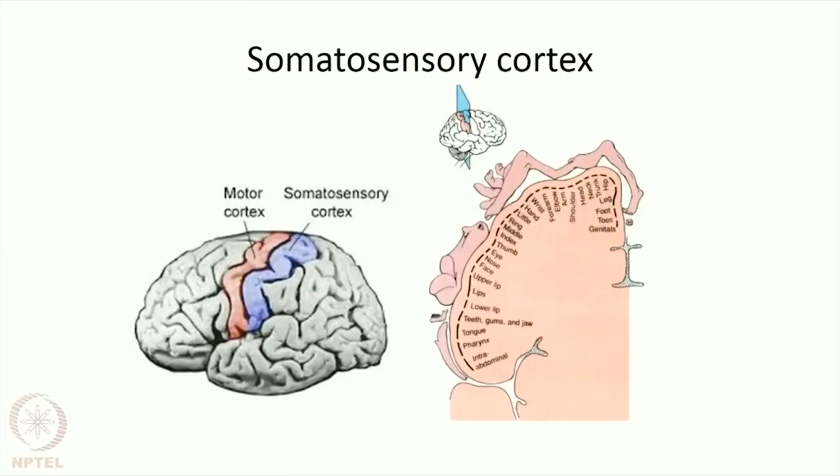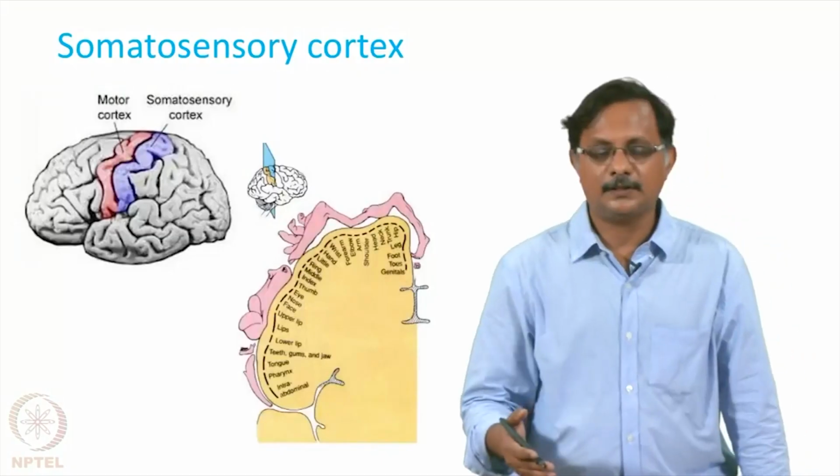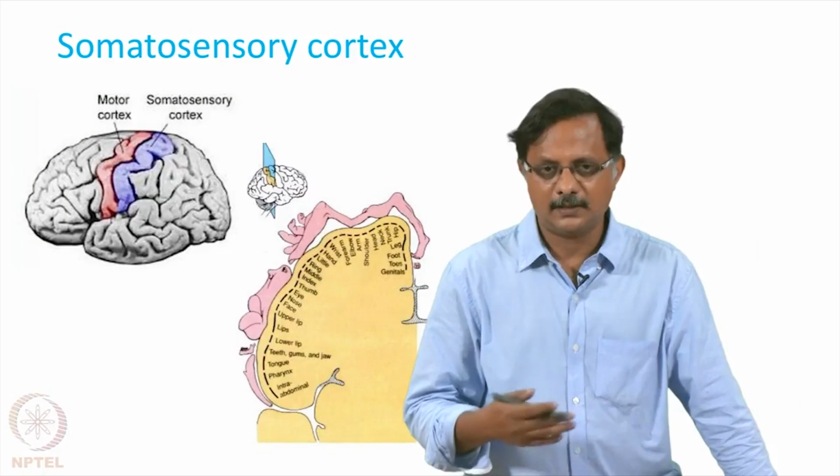This is located right here, in this purple region. You see this dark groove that is called the central sulcus, and before that you have the precentral gyrus, which is this pink area, and then behind that you have the postcentral gyrus, which is the purple area, and the somatosensory cortex is located inside the postcentral gyrus.